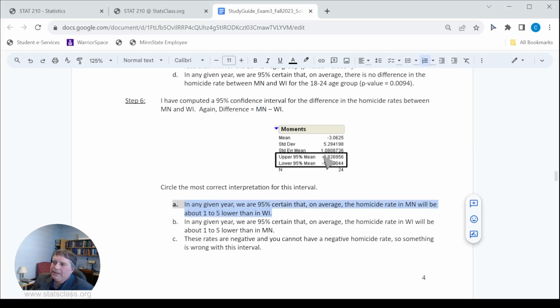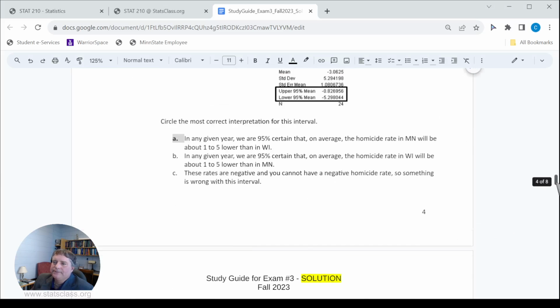If this interval was completely positive, then Minnesota would be bigger, right? But I'm looking at the sign here, which is saying Minnesota is smaller. So A is going to be my answer there.